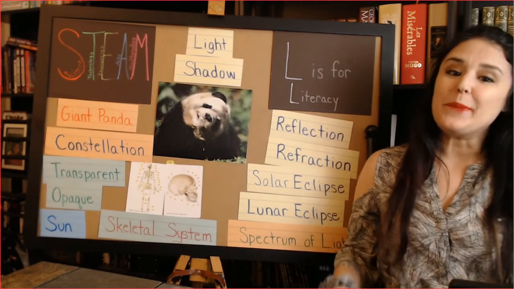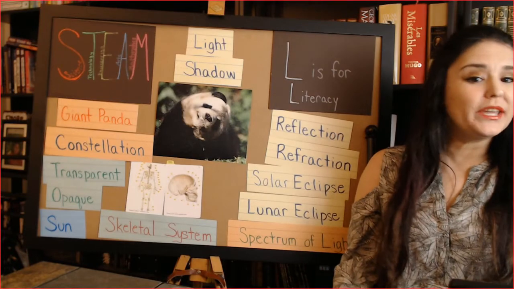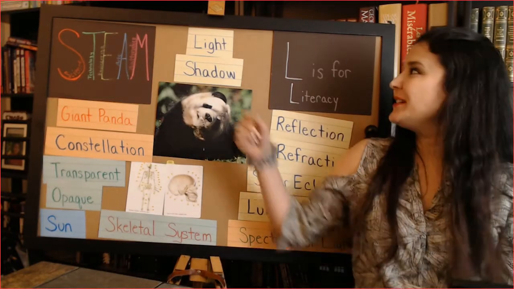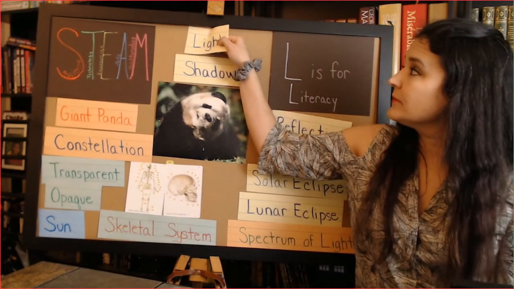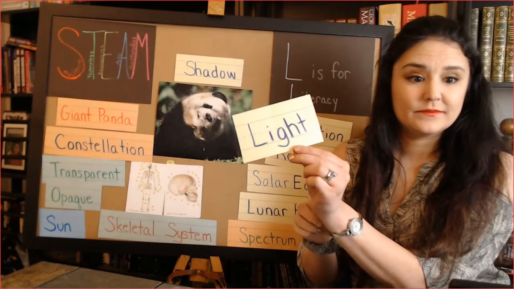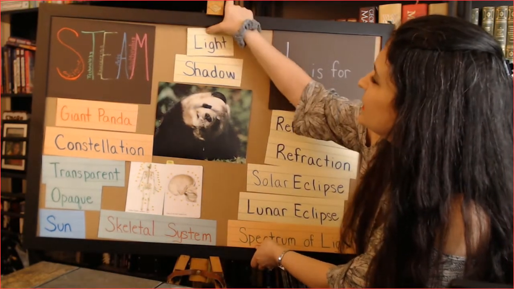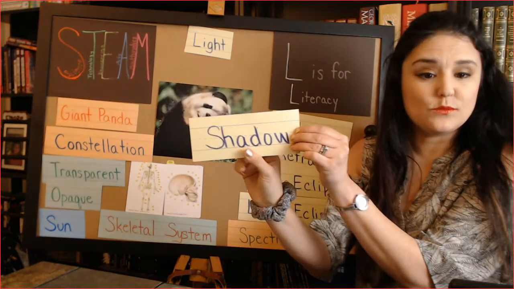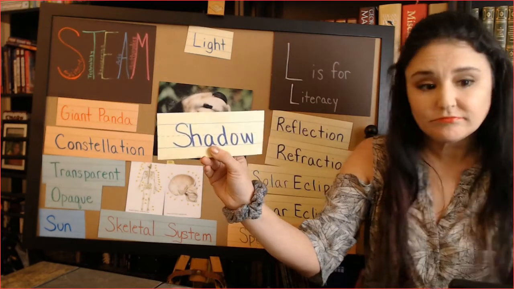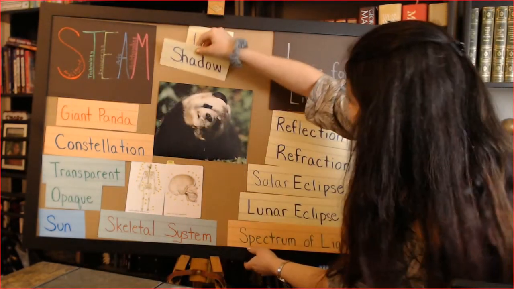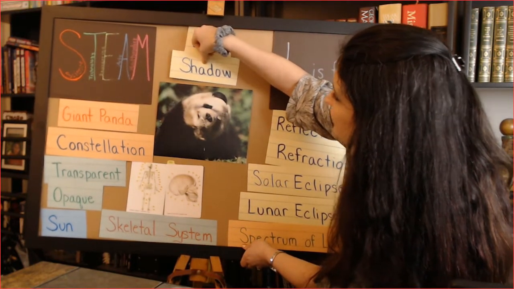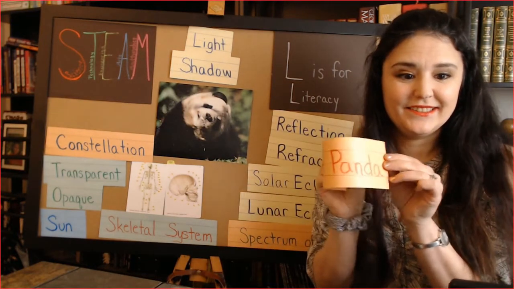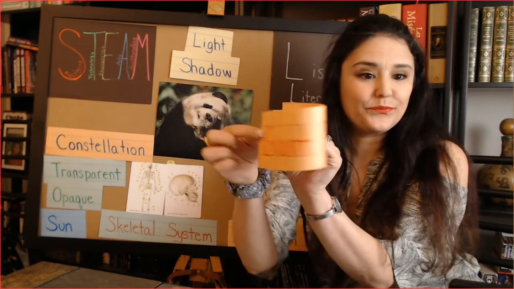Okay, friends, we're back at my pretend bulletin board so we can wrap this up. Today, we talked about light and shadow. Shadow is just when the light gets blocked and it's dark. Okay. We met our giant panda.